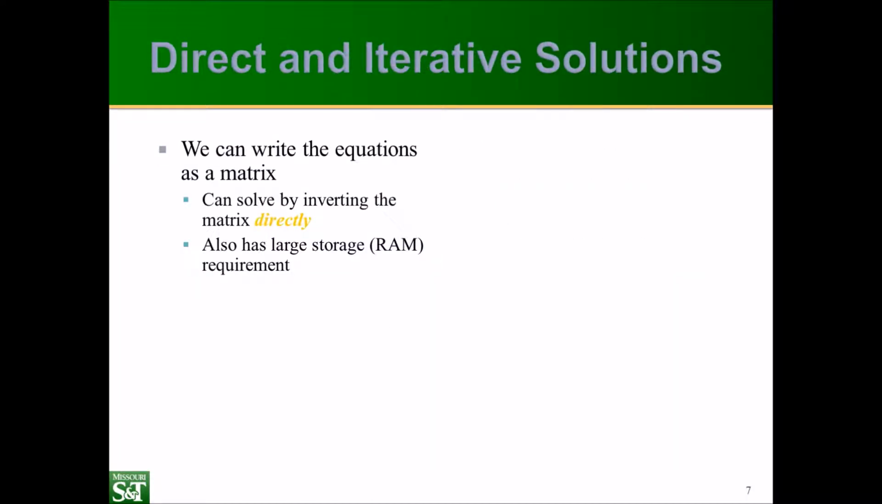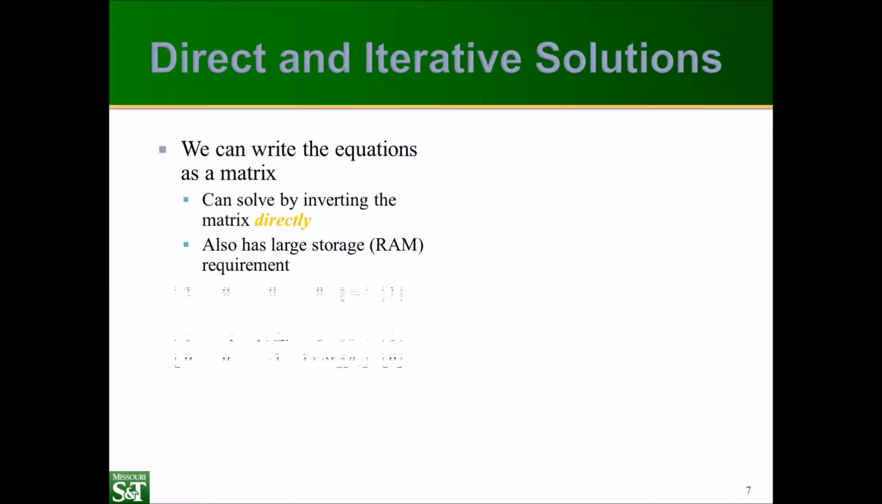So once we've written the equations as a matrix, we can solve in 2 methods. We can solve directly, or we can solve by iteration. So direct solutions require a lot of RAM. They're a very large storage requirement. And it also has some other requirements. The matrix has to be non-singular, it has to be invertible, and there are some other conditions.